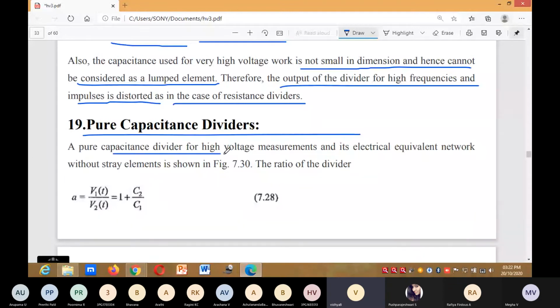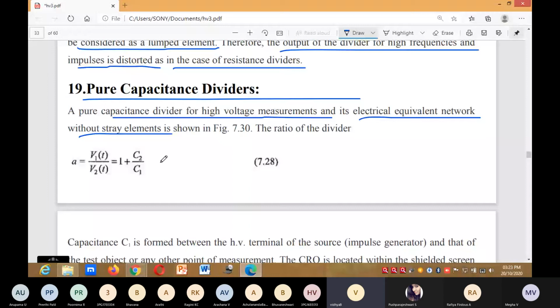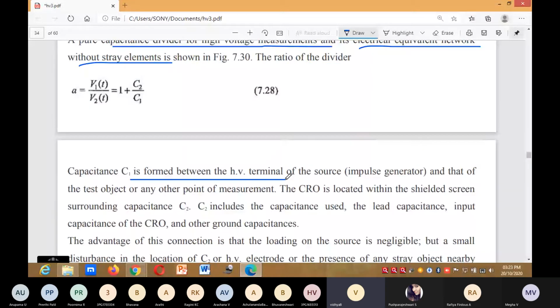A pure capacitance divider for high voltage measurement and its electrical equivalent network without stray elements. A is equal to V1(t) divided by V2(t), which is equal to 1 plus C2 divided by C1, where C1 is formed between the high voltage terminal of the source, that is the impulse generator, and the test object or any other point of measurement.